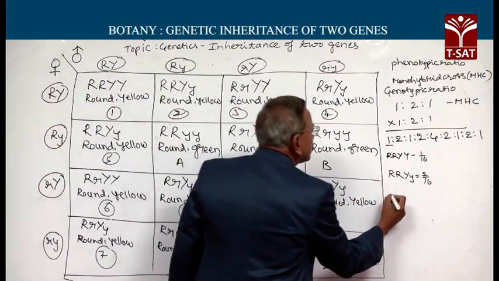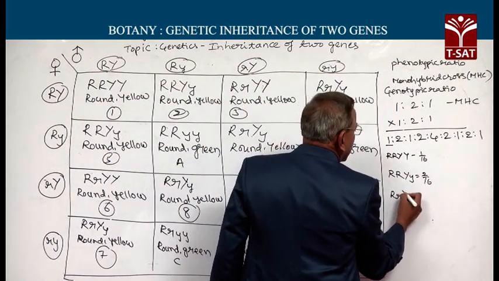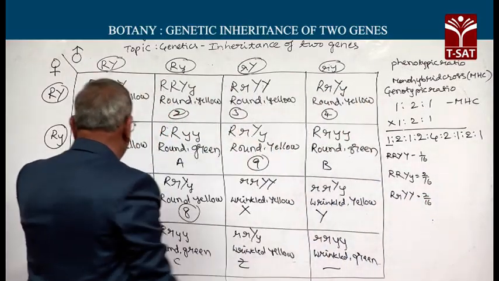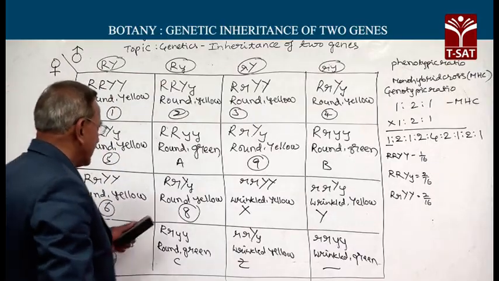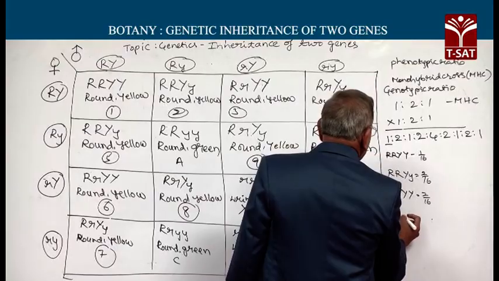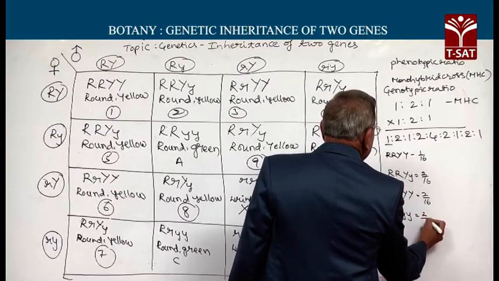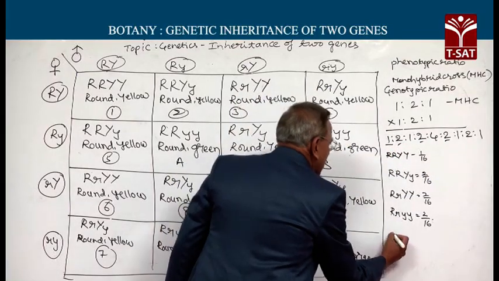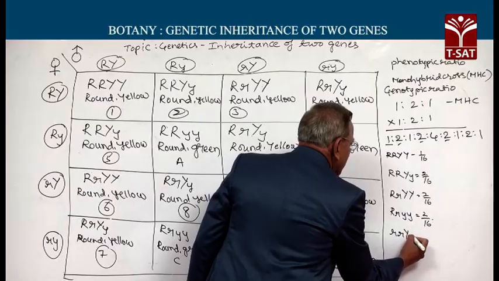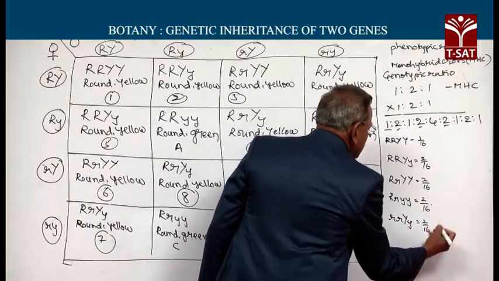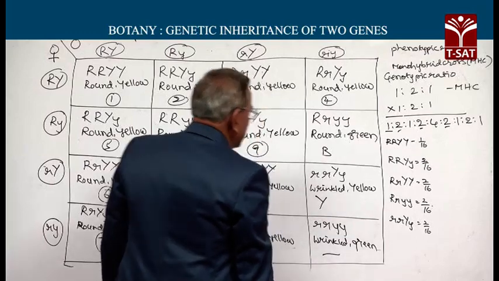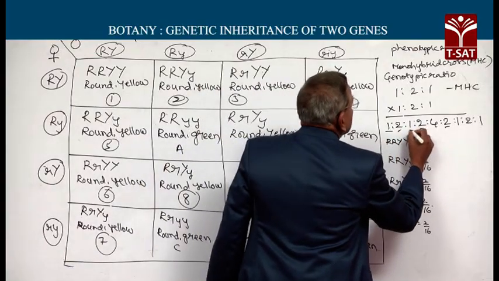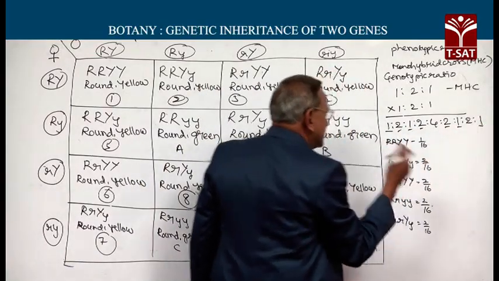This will be capital R, small r, capital Y is other 2 out of 16. And another one, capital R, small y, this is also 2 out of 16. Small r, capital Y, small y, this is the last of 2 out of 16. And we have considered which one is 1 out of 16. We have 3 such other results also.